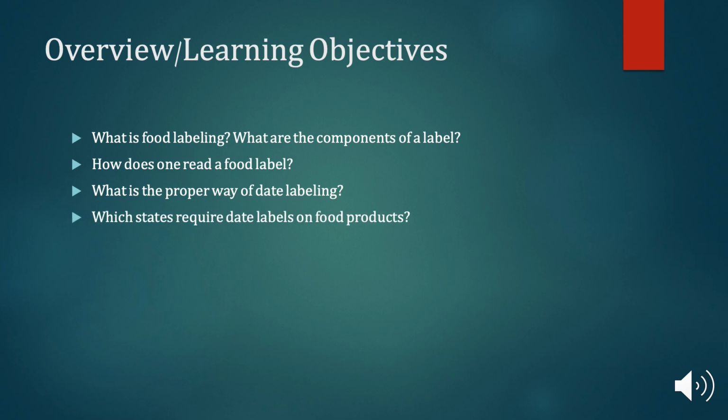USDA. Which states require date labels on food products? There are 41 states that require date labels on certain food items and 9 that do not, and I will go over them. What are some solutions to create a reliable system? The NRDC report has provided 5 simple solutions to create a more reliable system, which will lead to a bigger understanding of food labels.